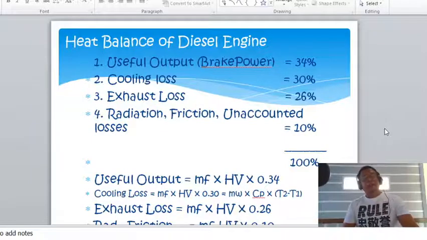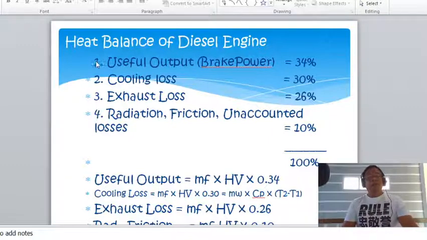Okay? So the heat balance now of the diesel engine. The heat, of course, is divided into several parts of the engine. The first is the useful output, or this is the brake power. So basically, the assumption for the brake output is 34%. So this is just an assumption.